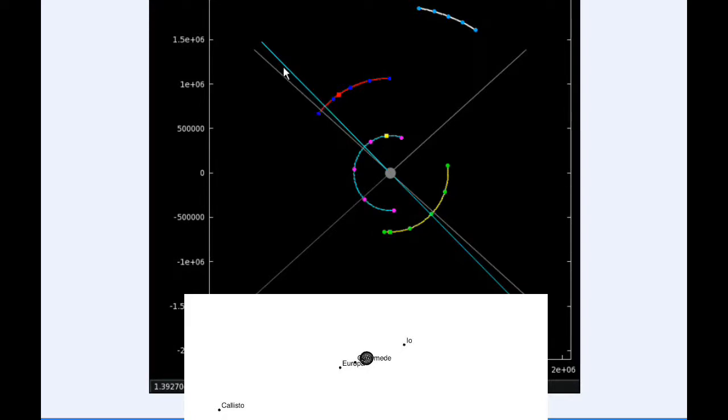This blue line here is the line of sight to Earth. This gray line is the line of sight to the Sun. And by 0 hours UTC tomorrow, Ganymede has successfully transited Jupiter and is now in quadrant 3, heading west. Io is now firmly in quadrant 4, heading east. Europa in quadrant 1, heading east. And Callisto is still out there in quadrant 2, heading west.